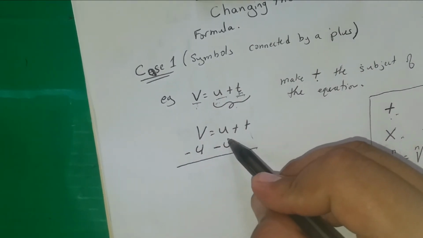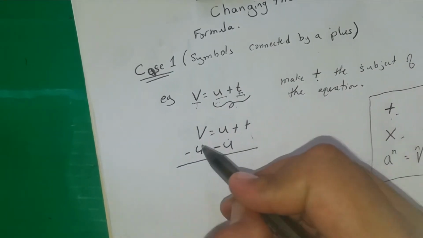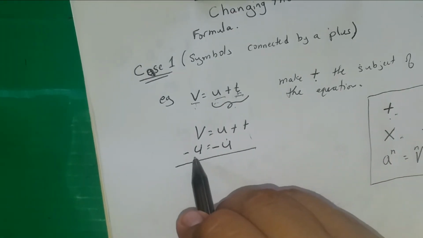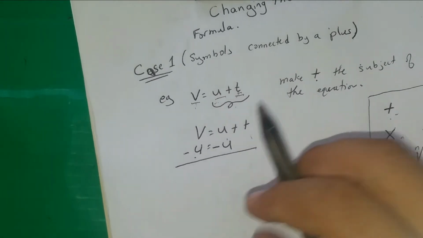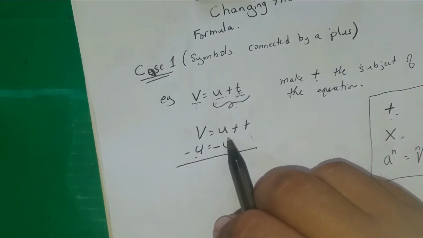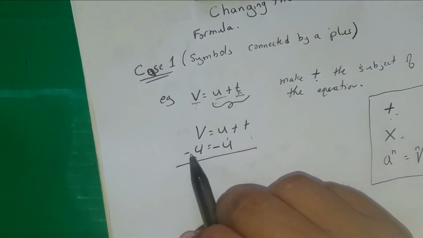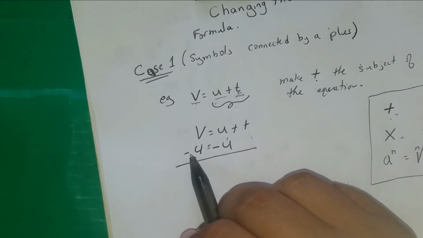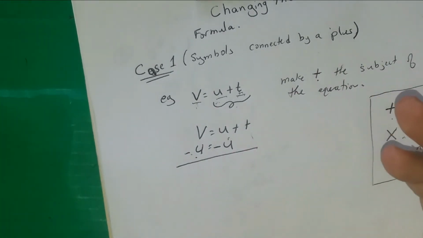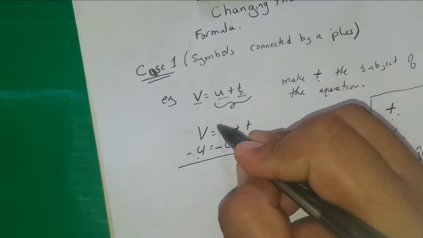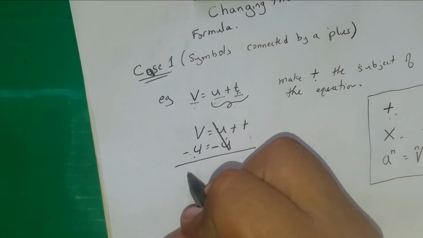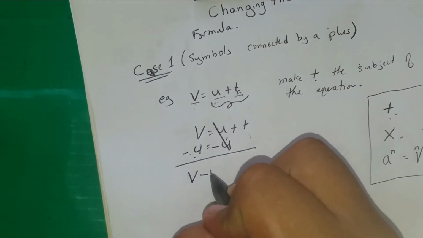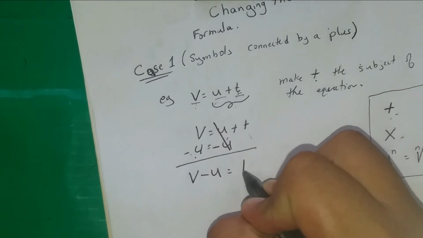What I do on one side of the equal sign, I must do on the other side of the equal sign. It's just like balancing. If I remove 2 pounds of flour, I must remove 2 pounds of flour so that it's balanced. Notice that on this side, u minus u becomes 0, and then you have v minus u equals t.